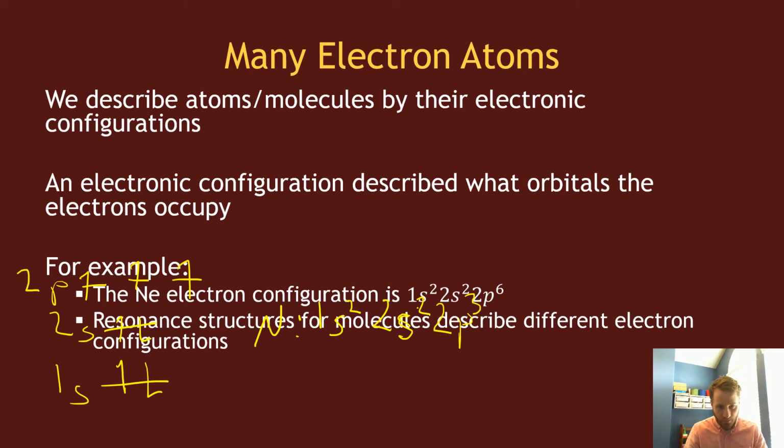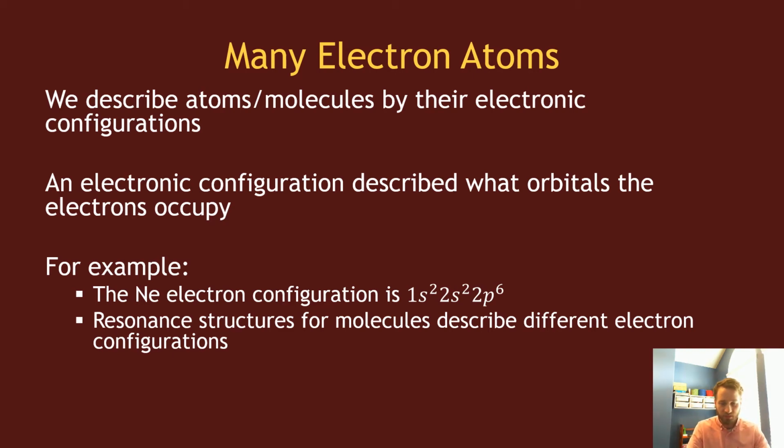Let's erase this so you can see what's on the slide. This is just stating what I was writing out and showing: the electron configuration for neon is given as such. And resonance structures, as you learned about in organic chemistry, the idea is that you have some molecule with multiple electron configurations that make up what the actual wave function might look like. Resonance structure for benzene, for example.